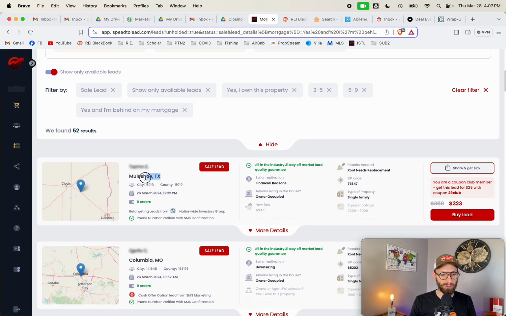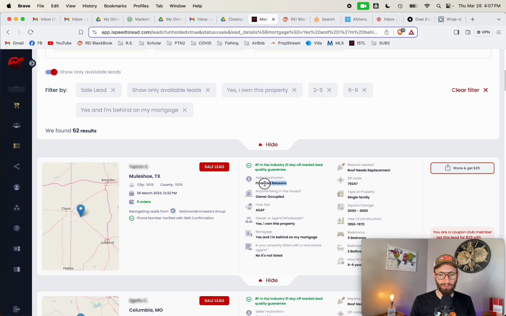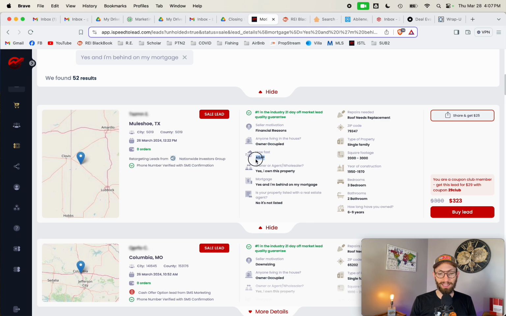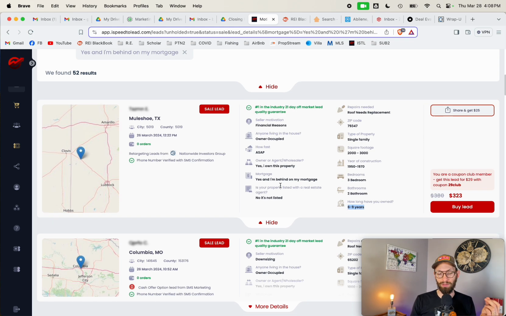Like here's one in Texas, for example. They're selling for financial reasons. It's owner occupied and they want to sell ASAP. I love financial reasons and I love ASAP and I love that they're behind on their mortgage. The chances of them being motivated are much higher with those things and they've only owned it 6 to 9 years. So it's possible that they don't have a ton of equity.